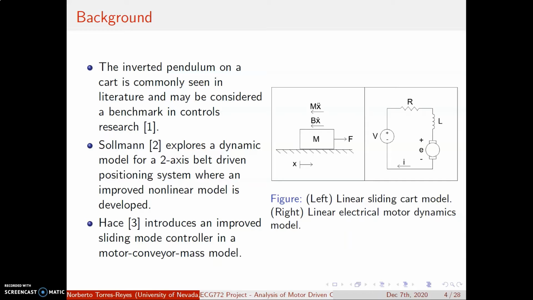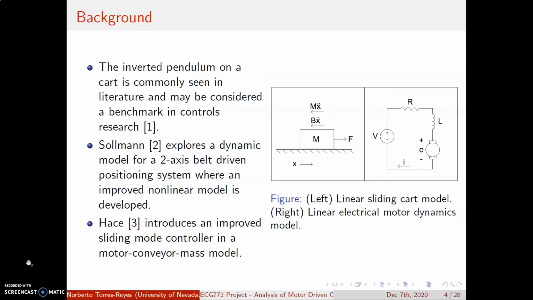Solomon explores a dynamic model for a two-axis belt-driven position system where an improved nonlinear model is developed. Aside from friction, he adds things like belt dynamics, which include the stretching and contraction of the belt, and other nonlinearities, which come up with a pretty accurate and interesting system. Hayes from reference 3 introduces an improved sliding mode controller in a motor conveyor mass model.